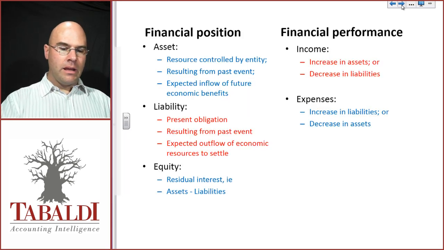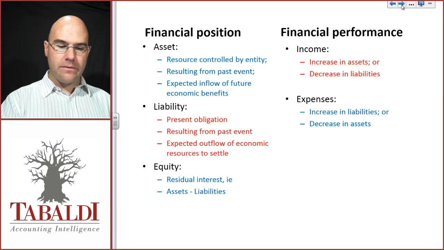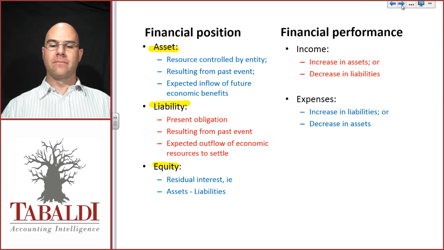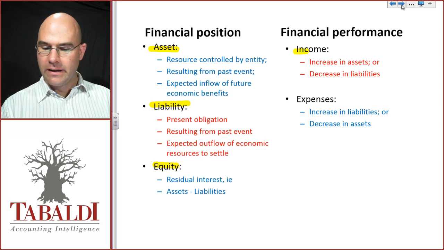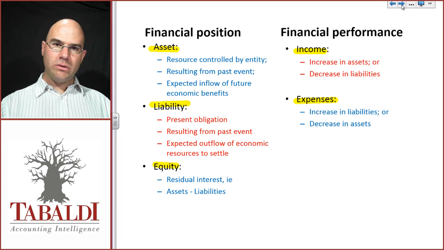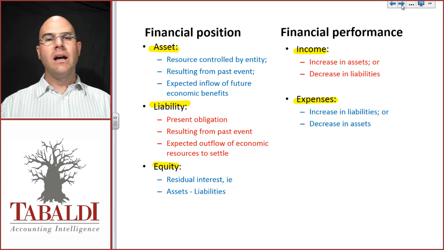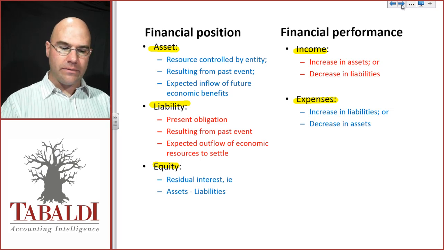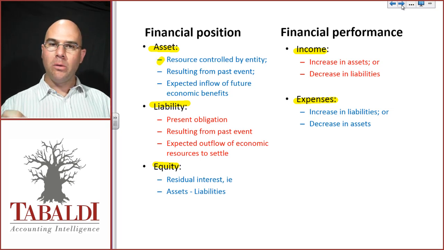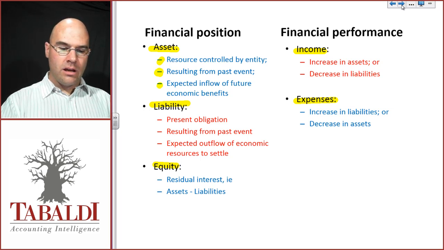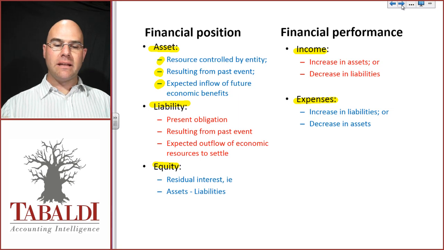So quickly, under financial position, we have three elements, namely assets, liabilities, and equity. Under financial performance, we have income and expenses. So just to run through the definitions of each of these briefly, I will then discuss each of them separately. Under financial position, an asset is a resource controlled by the entity, resulting from past events, and there is an expected inflow of future economic benefits from those resources.